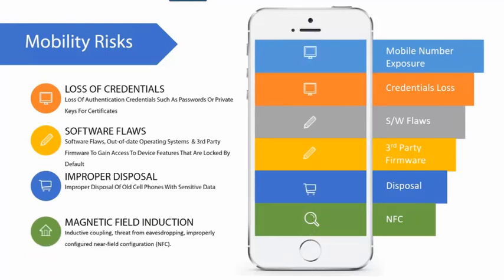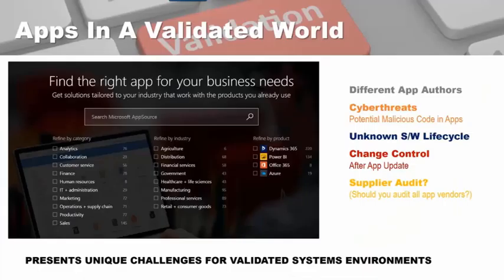Now we deal with apps. So if you look at the architecture of Dynamics 365, Dynamics 365 actually allows you to download apps. So think about this from a validation perspective. Apps are developed not necessarily by Microsoft, but they may come from different authors. How do you actually manage that? Now, cyber criminals are getting into the act because there is potential malicious code that could be embedded in some apps. God forbid if there's anything in the App Store for Microsoft, but cyber threats are real when it comes to apps.